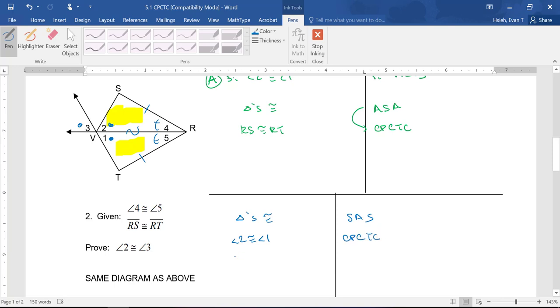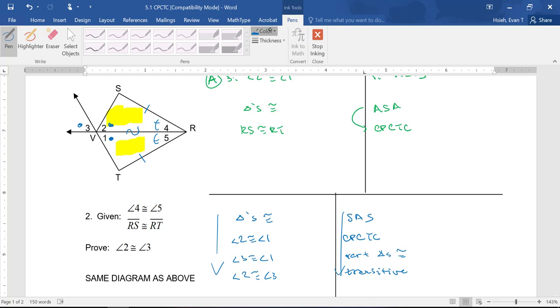And like we said before, angle 3 is congruent to angle 1 by vertical angles are congruent. And so now I can do my transitive. So angle 2 is congruent to angle 3 by transitive. And again, normally I would be writing it out with all the numbers like normal here. But for the sake of time, I'm just trying to speed through that a little bit quicker.